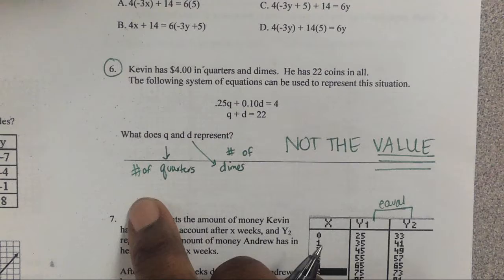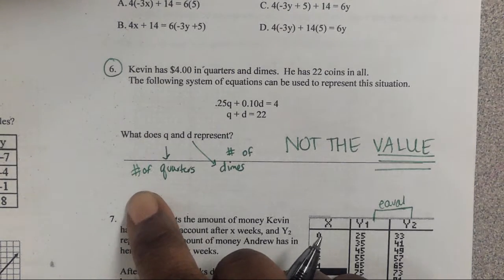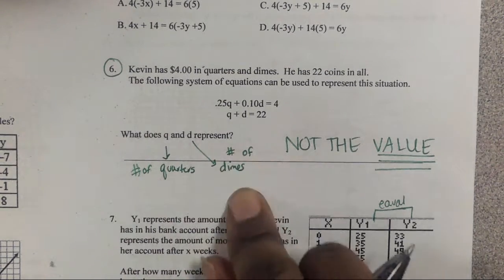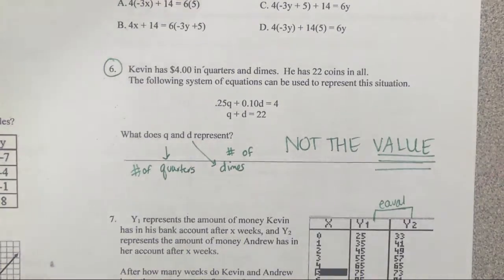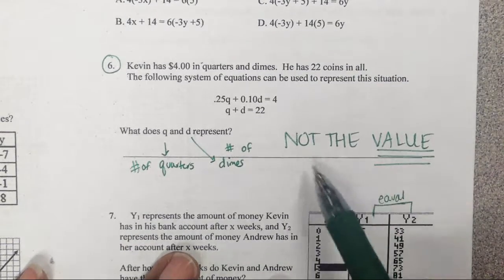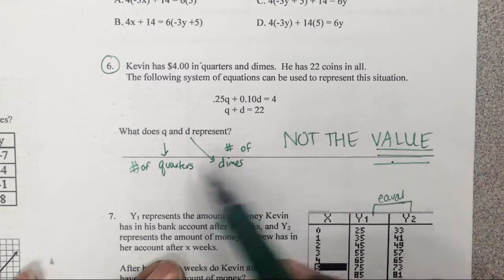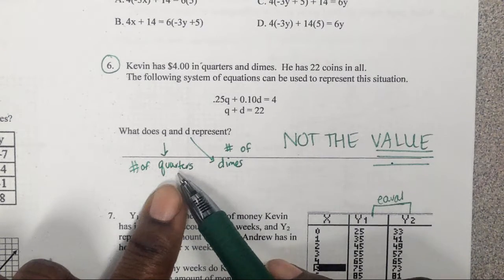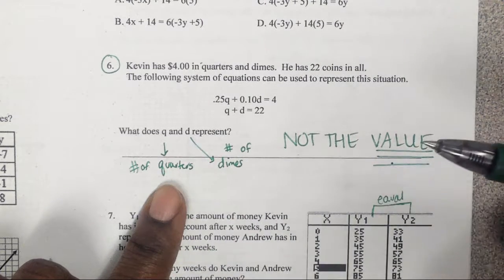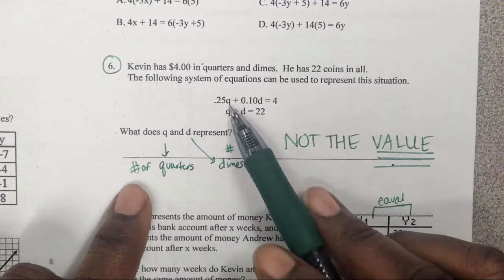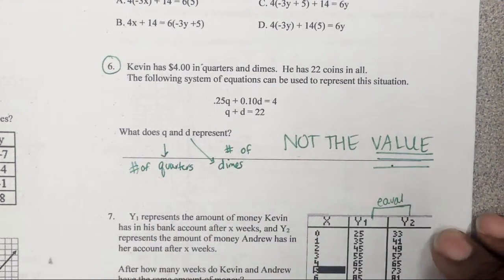Your variables always represent, well, in this case, the number of quarters and the number of dimes. Okay? Any questions about that? Please, everybody also needs to write this, not the value. Because if they say the value of quarters, that means it's telling you the quarters are 25 cents. We already know that. But Q represents the number of and D represents the number of.